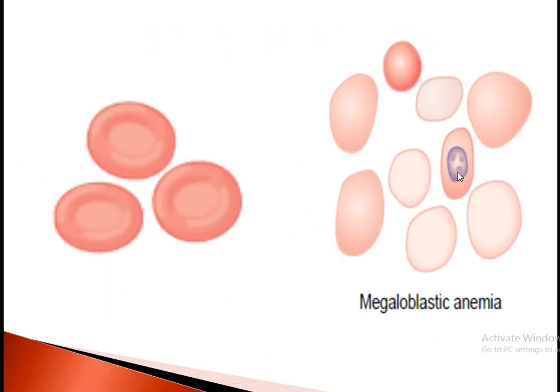Through this slide, I am comparing the size of the normal RBC with the megaloblastic cells. You can see these are larger than the normal RBC cells, and also hypochromic.